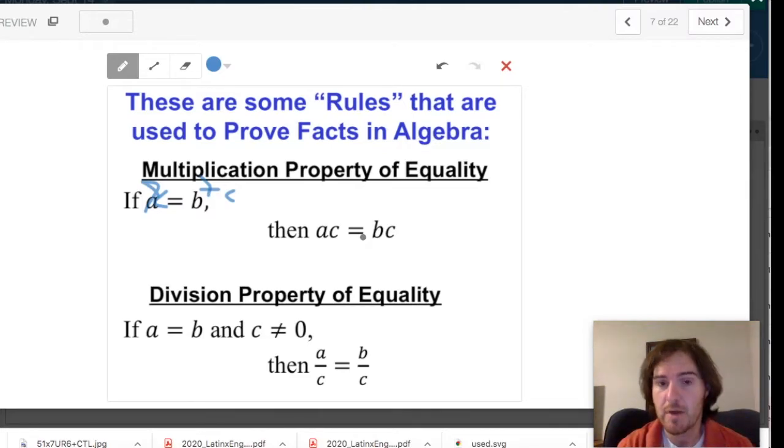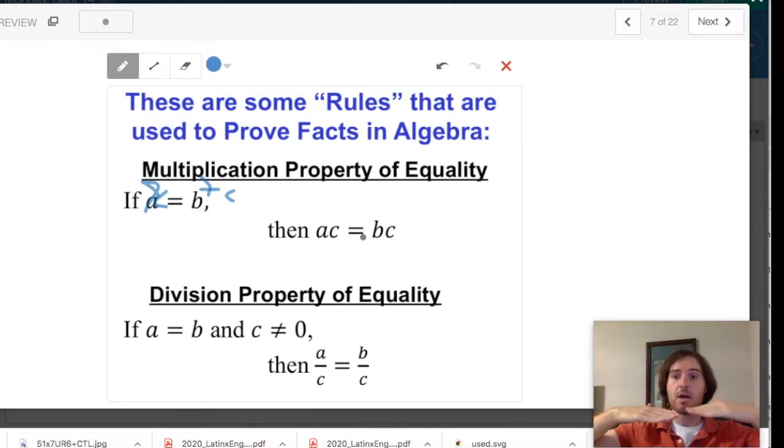The same thing is going to be true for division. We have a division property of equality here. So if we have 2 values, and we divide one by 4 or something like that, then we divide the other side by 4, the result is you're still going to have an equal equation at the end of the day.